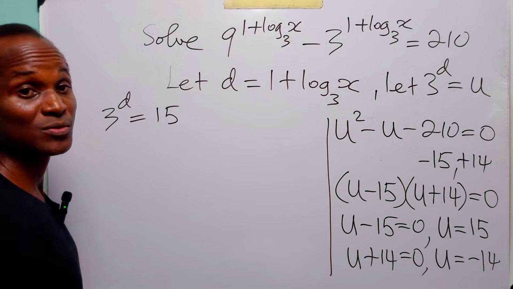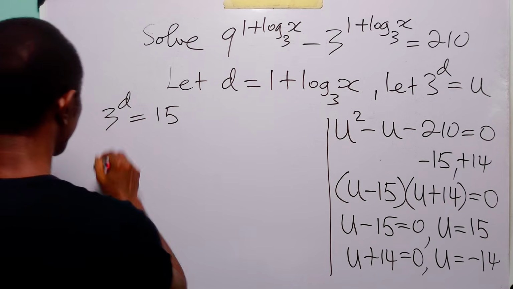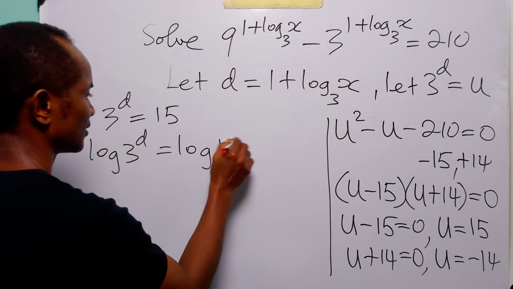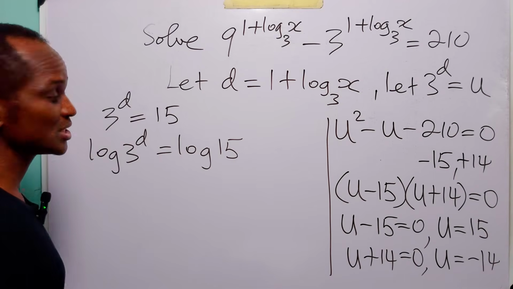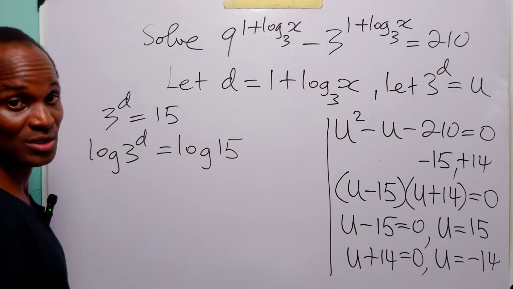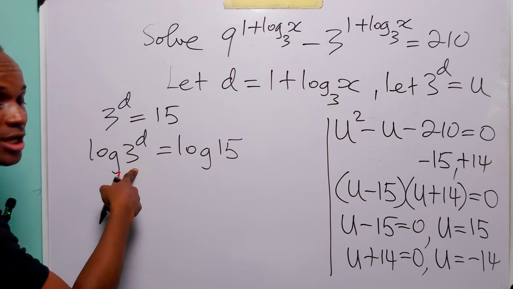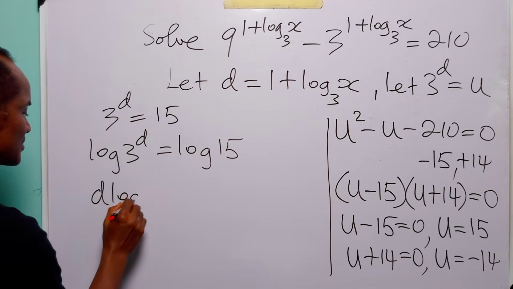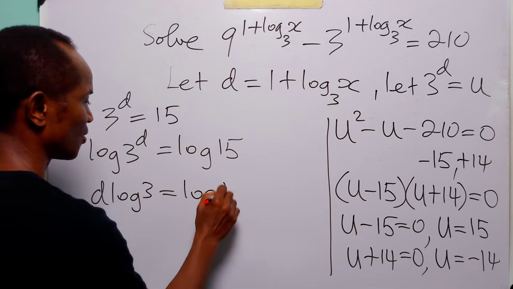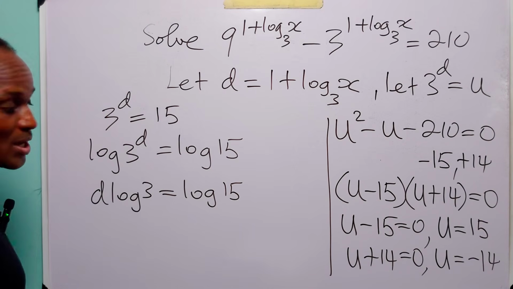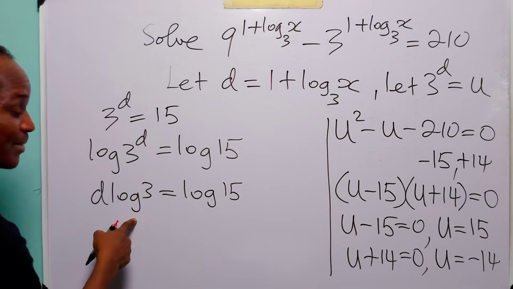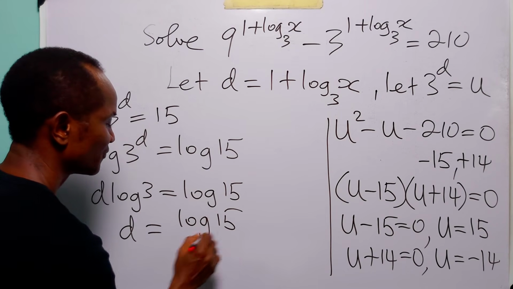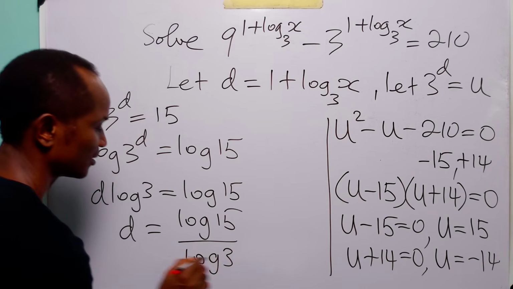To solve this equation, what we do is to take log of both sides of the equation. When we do that, we have that log 3 to the power d is equal to log 15. The next thing we are going to do is to apply the power rule to the left-hand side of this equation. That is to bring down the exponent of 3 to become a multiplier of this log term. So we have that d times log 3 is equal to log 15. And of course, the next thing we are going to do is to divide both sides of this equation by log 3. When we do that, we have that d is equal to log 15 divided by log 3.